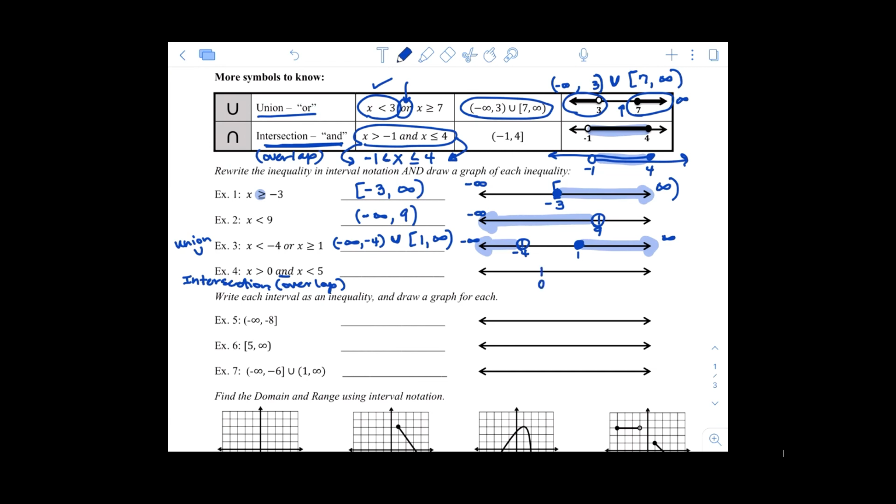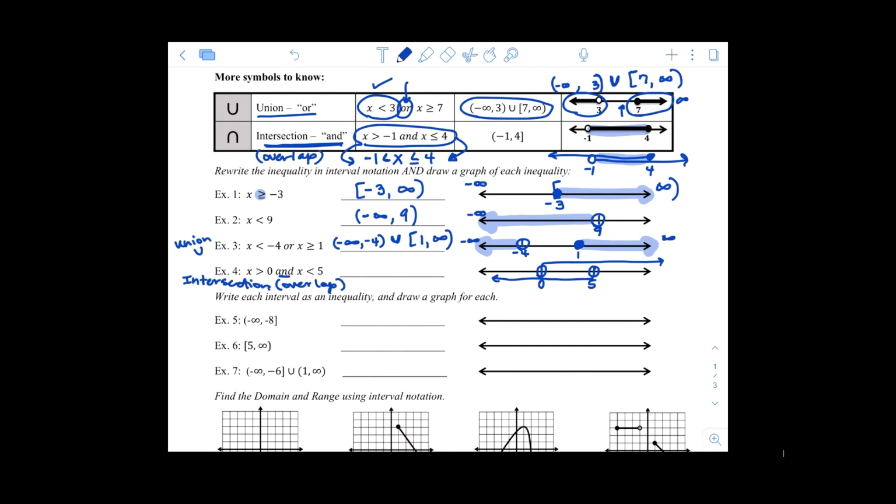If here's 0 on the number line, everything greater than 0, not equal to, so I have an open circle, would be everything shaded to the right forever. If X is less than 5, here at positive 5, I also would have an open circle, but this time everything shaded would be to the left forever, because it's everything less than 5.